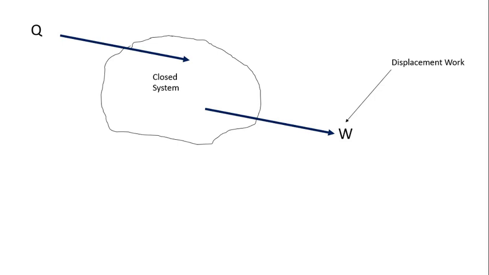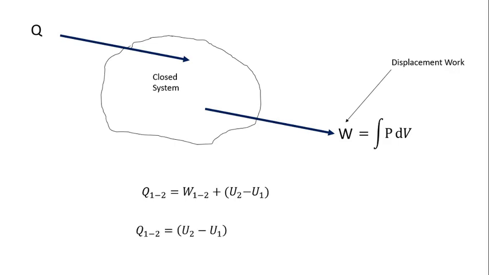And if we consider this work done as a displacement or PdV work, so we can write that this W is equal to the integration of PdV as we have learned in the previous lesson. So the first law of thermodynamics can be written in this case like this, that Q12 equals U2 minus U1 plus integration of PdV.